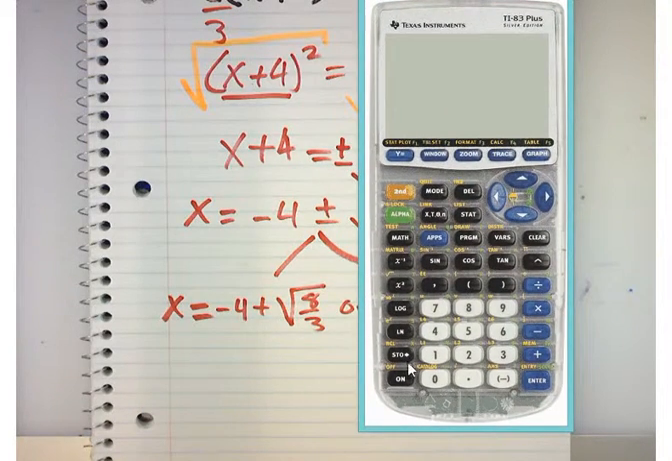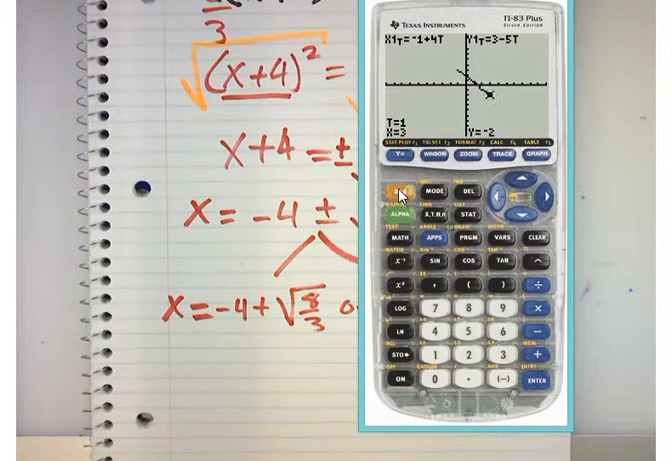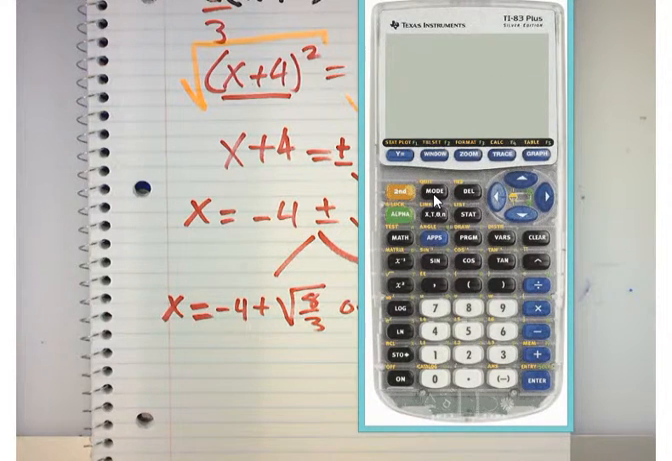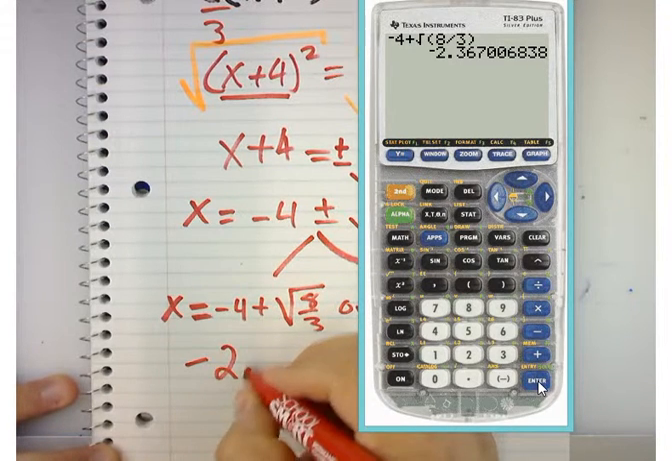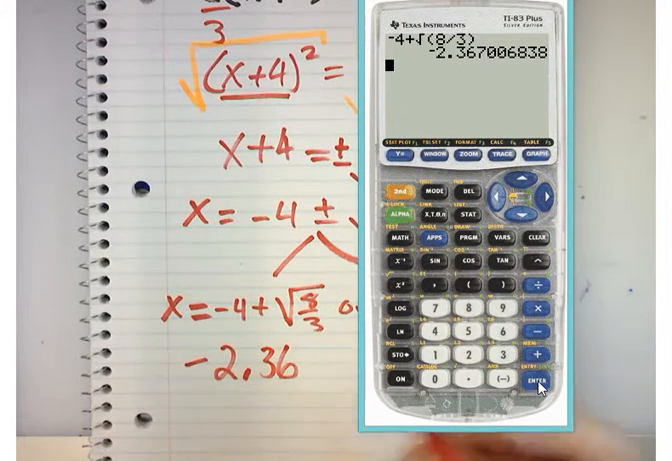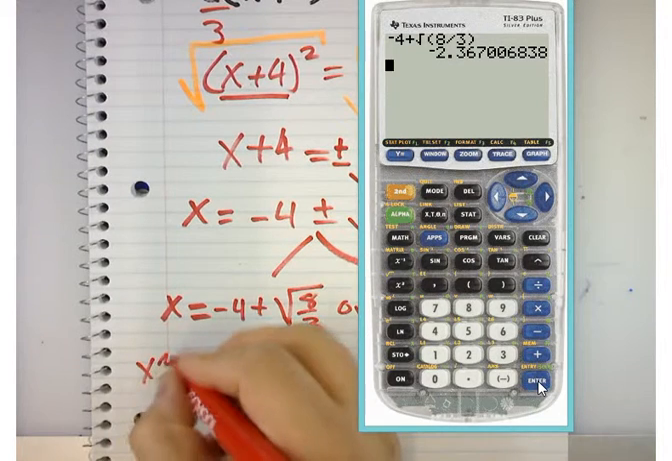So I'm going to do the first one here: negative 4 plus the square root, and then I'm going to put 8 divided by 3, hit enter. And so that answer is going to be negative 2.367, roughly. So x is approximately that.